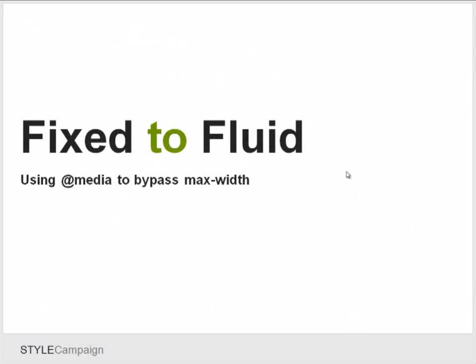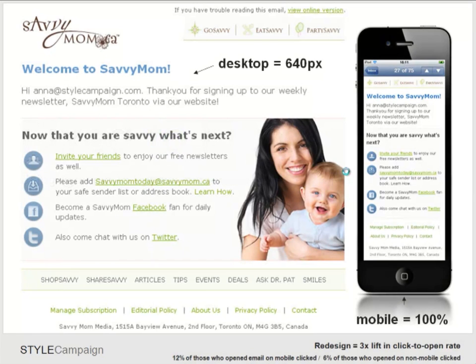So going back to the problem of max width support, it turns out that we can bypass max width altogether by switching from a fixed layout on the desktop to a fluid layout on a mobile device using media queries. So just quickly, media queries allow you to serve up different CSS depending on the screen properties of a device, such as width or orientation. Campaign Monitor has some great posts if you want to read up on it.